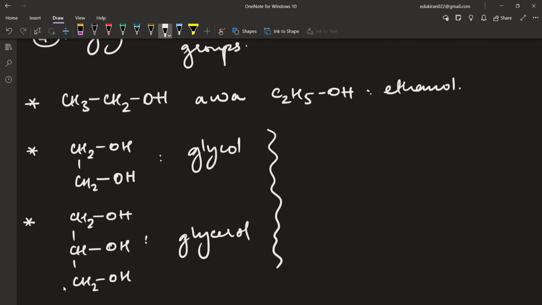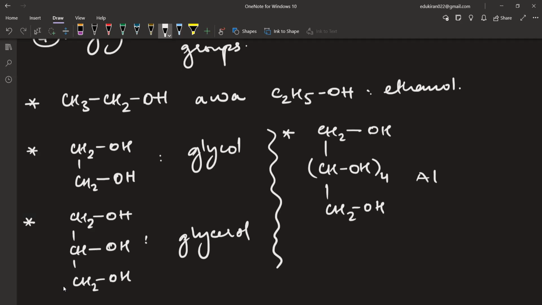Now, in polyhydric, you can remember one: CH2OH, and then CHOH, there are 4 carbons which have CHOH, and then you have again CH2OH. Then this is known as alditol. A-L-D-I-T-O-L. Alditol.